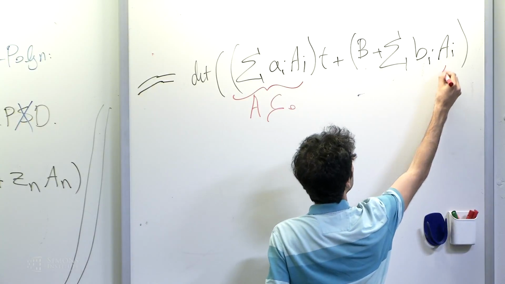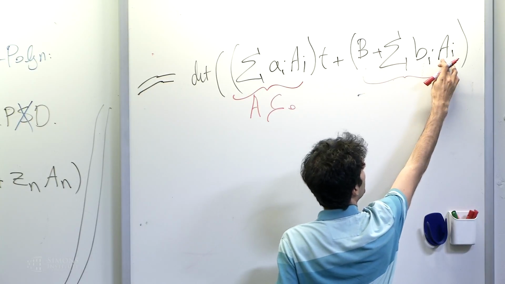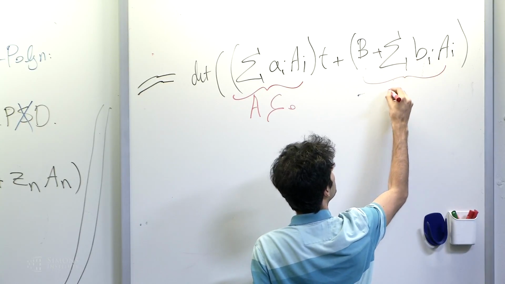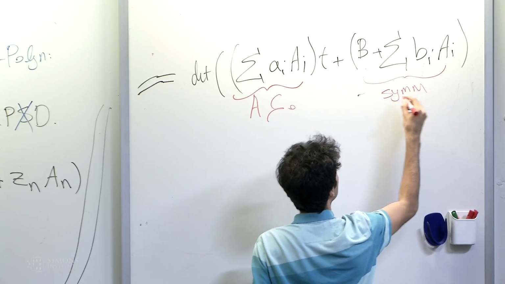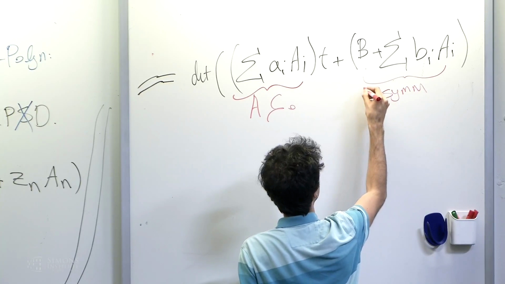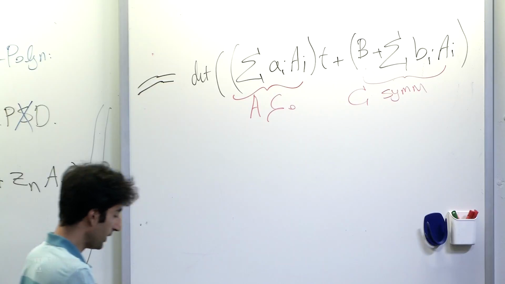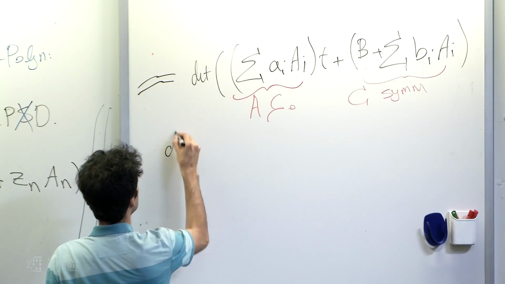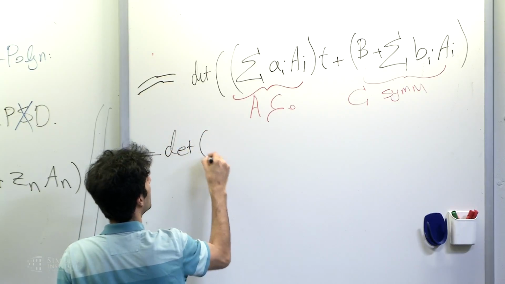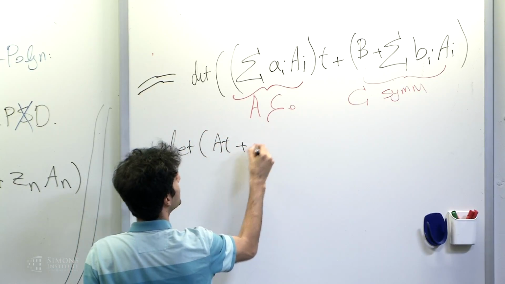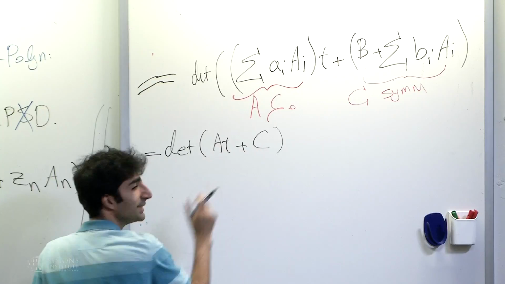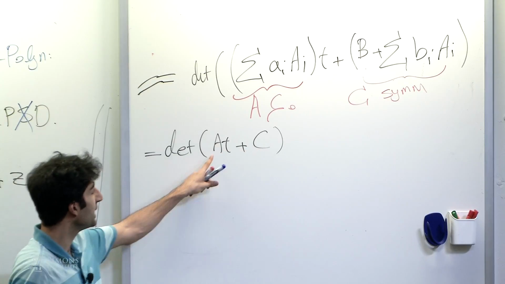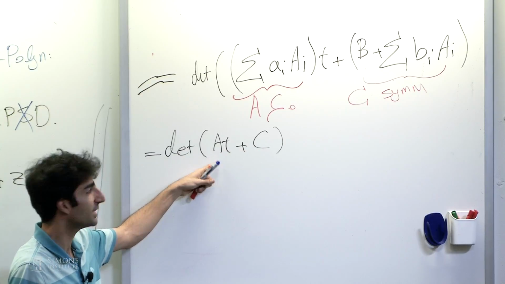What do I have here? B is symmetric. These A_i are symmetric. These are real numbers, so this is symmetric. Let's call this matrix C. Okay. So all I have is just, this is really the determinant of A t plus C, where A is positive definite, C is symmetric. Now because A is positive definite, it has an inverse and a square root of inverse.